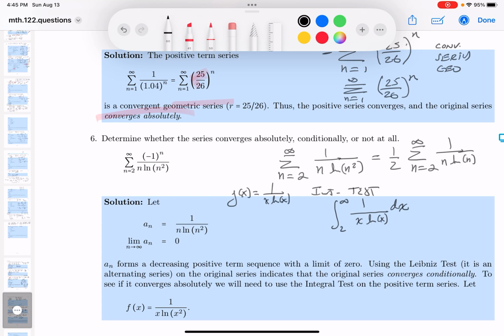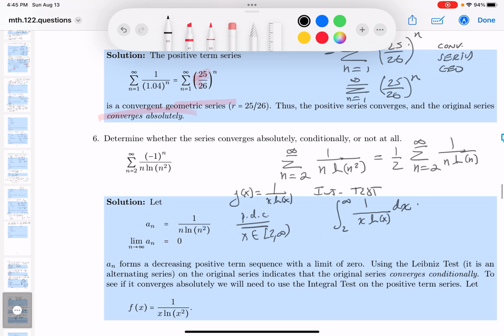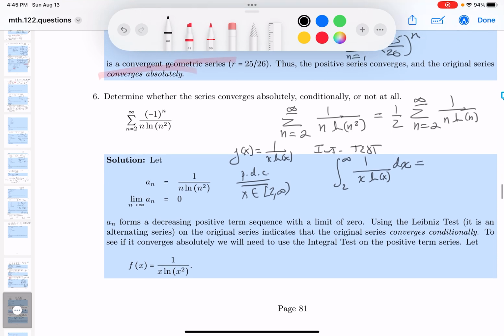And this is positive, decreasing, and continuous. By the way, when I say that, on the interval where x goes from 2 to infinity, it's positive. It's decreasing, it's smaller, and it's continuous. All right? Can I integrate that guy? I think so. And let me go through that. I'll do it on the side.